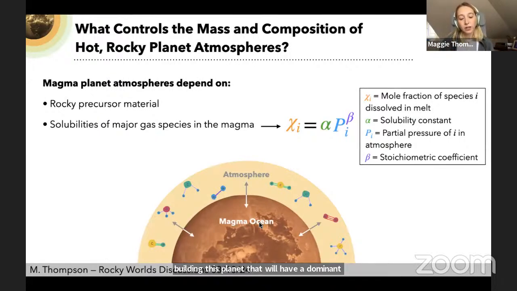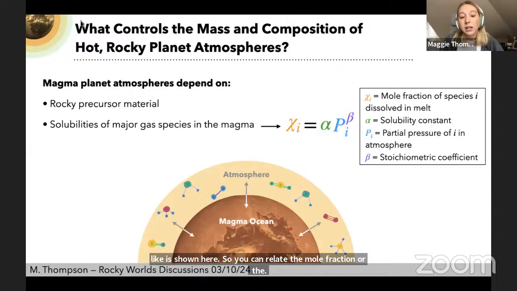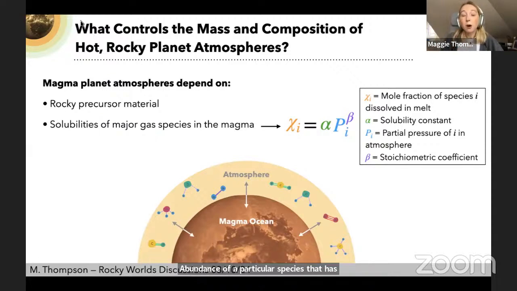But another feature that's very important is thinking about how these light volatile species can actually dissolve into this planet's magma ocean. So we refer to this as solubilities, just thinking about how things dissolve into different media. And one of the main ways that we quantify solubilities is using solubility laws. A simple, rough schematic version of what that looks like is shown here. So you can relate the mole fraction, or the abundance, of a particular species that has dissolved into your magma ocean to the partial pressure of that species in a planet's atmosphere.